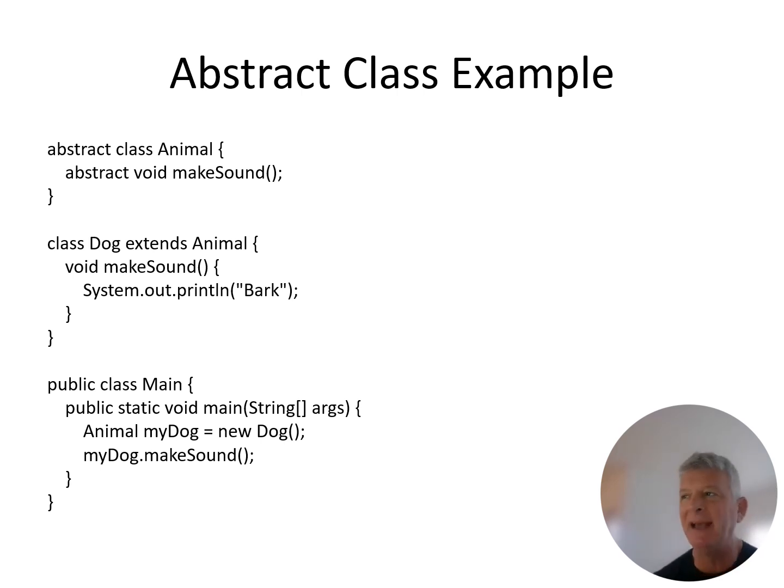Abstract, an animal makes sound. It just does, right? That's the whole thing. So your dog is going to extend animal. This is kind of a version of inheritance. A dog is an animal. So of course the dog's going to make sound. So I just say void makeSound. And then System.out bark. And you're like, well, that's stupid.